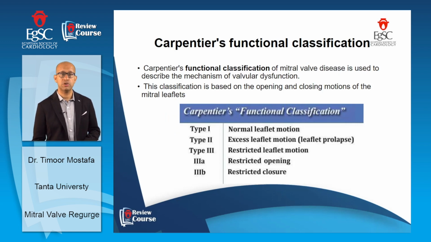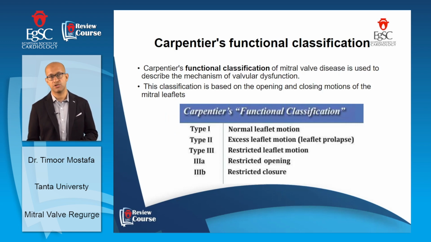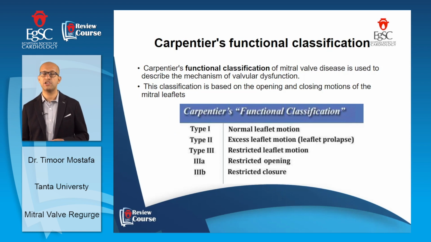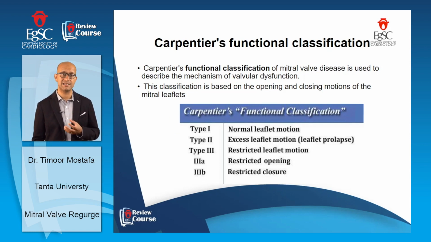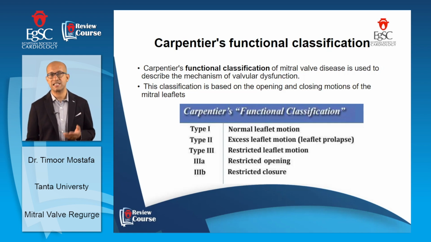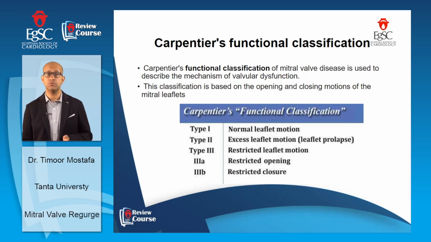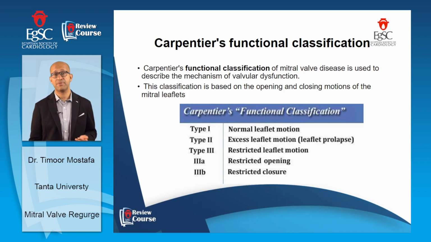Now we have what's called the Carpentier functional classification. Actually, Carpentier's functional classification is very important because it gives us an idea about the mechanism of valvular dysfunction. It's classified into type 1, which has normal leaflet motion, type 2 with excess leaflet motion, and type 3 with restricted leaflet motion, which is classified into A with restricted opening and B with restricted closure.